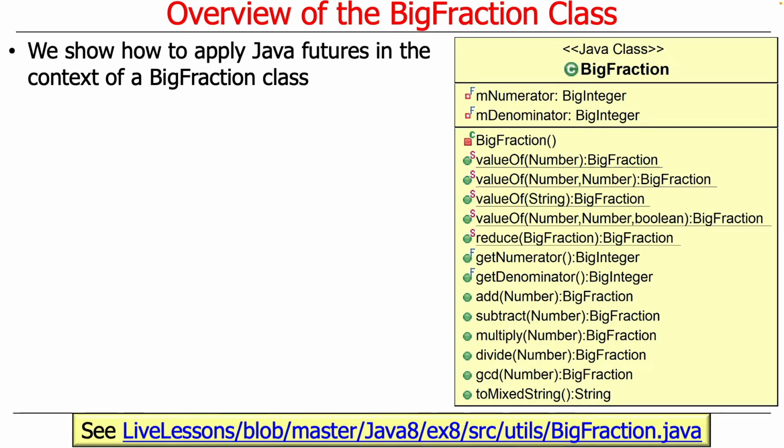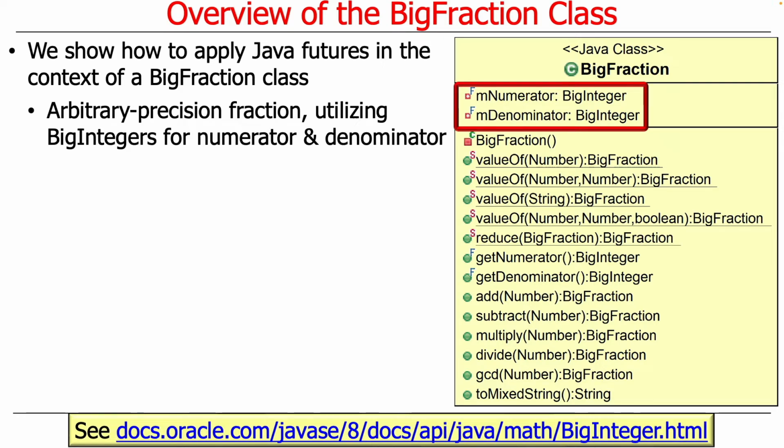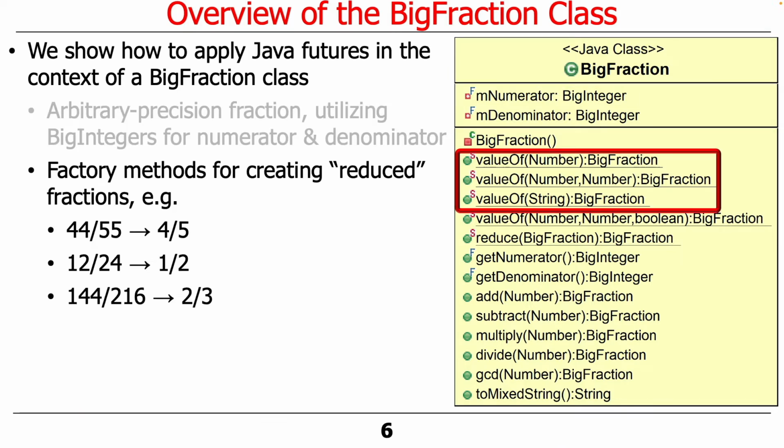We're going to show this example in the context of something called the BigFraction class. I like to use this example because it can be used to burn a lot of CPU time while still doing something plausibly useful. The BigFraction class supports arbitrary precision fractions that use big integers for the numerator and the denominator. Recall that a big integer is an arbitrary precision integer, so a big fraction is just a fraction with arbitrary precision numerators and denominators.